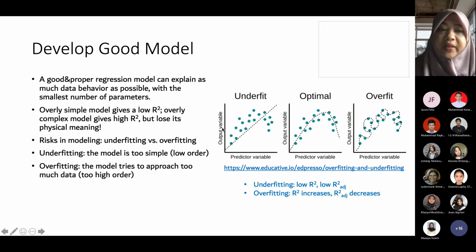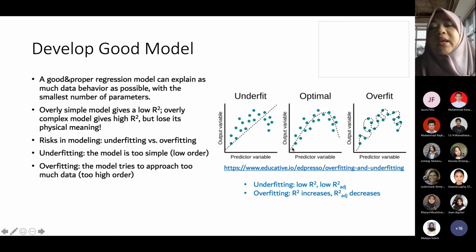So this is called underfit. However, an overly complex model, or overfit, will give a high R like this, but it is too much, and then it will lose the physical meaning. So the risk in modeling is underfitting or overfitting. In overfitting, the model tries to approach too much data or uses too high an order. We don't want this one, we want the optimum one.